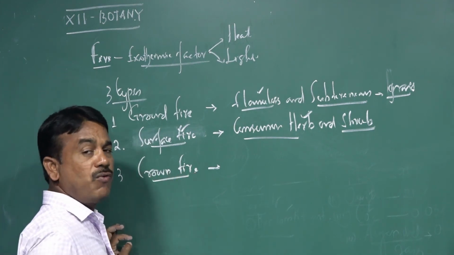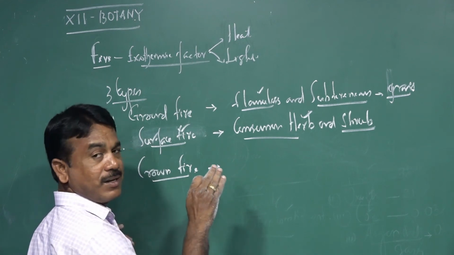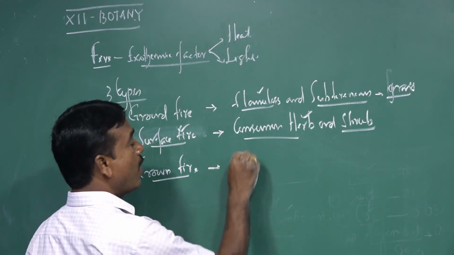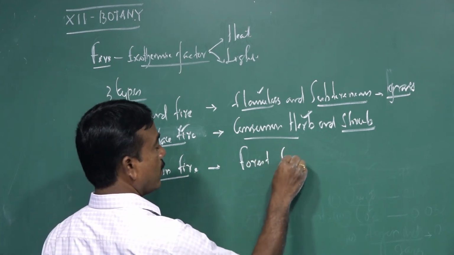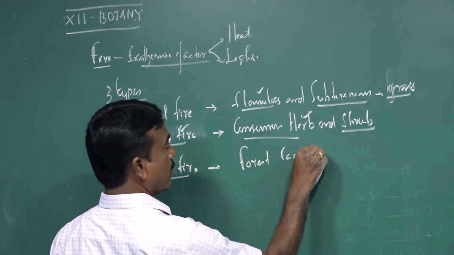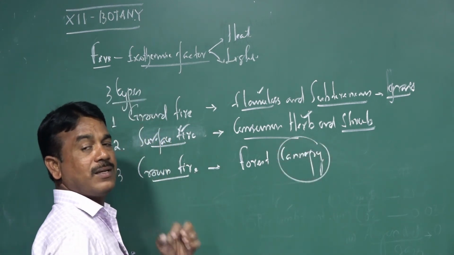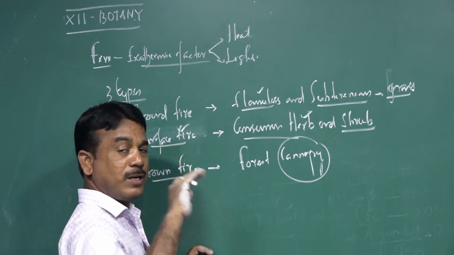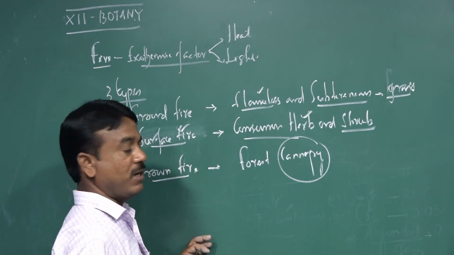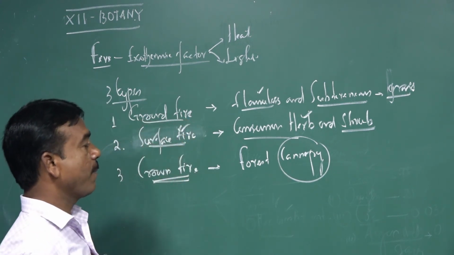Last one, crown fire. What do I call crown fire? Crown fire especially occurs in the forest canopy. What is the canopy commonly called as? Canopy is commonly called the biggest trees with the branches of the forest. So that place is responsible for the fire. So ground fire, surface fire and crown fire.